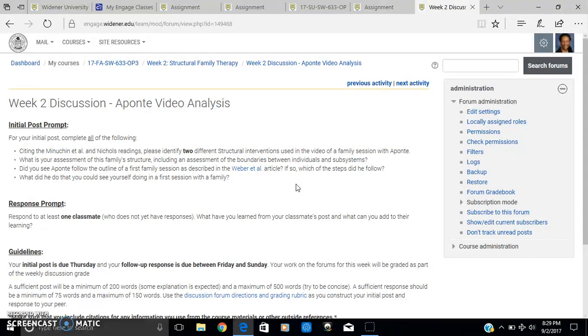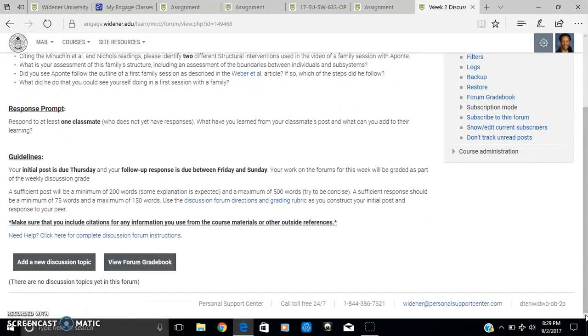Did you see Aponte follow the outline of a first family session as described in the Weber article? And then what did he do that you could see yourself doing in a first session with a family? After that initial post, which is due on Thursday, you were to respond to at least one of your classmates, and that response is due between Friday and Sunday.